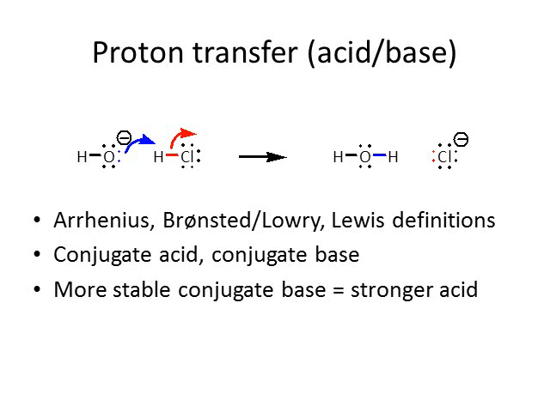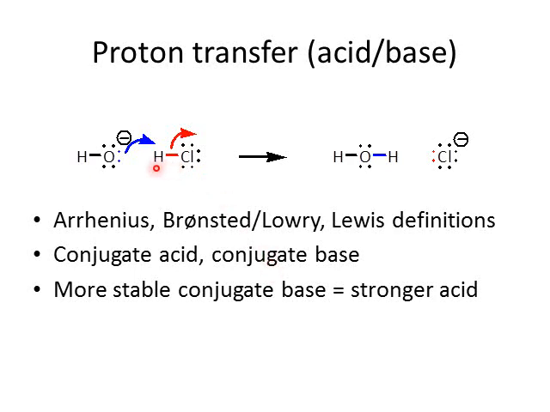A couple of other terms. Here is our conjugate acid and conjugate base. The conjugate acid is what happens when I take the base and I add a proton to it. So hydroxide is a base, but if I add an H+ to hydroxide, I get H2O. And so water is the conjugate acid of hydroxide.